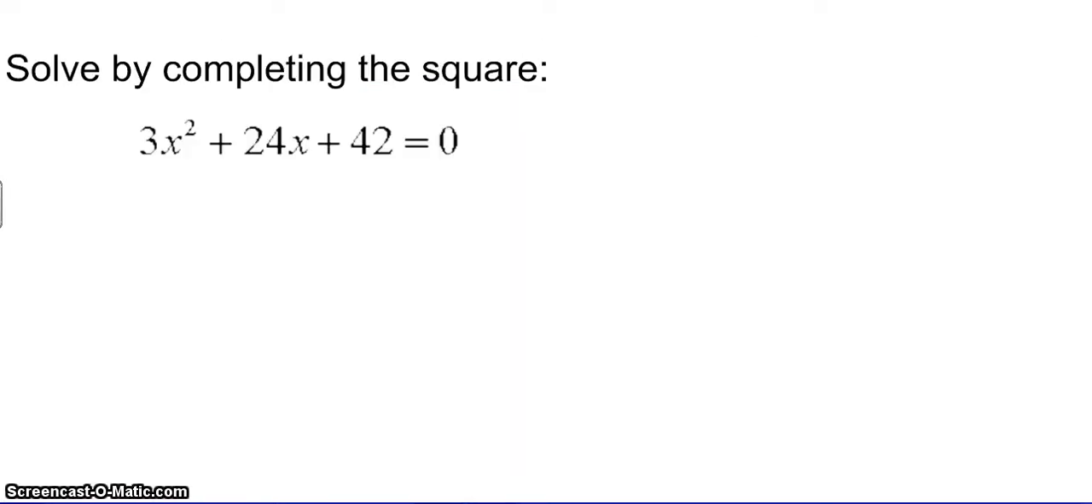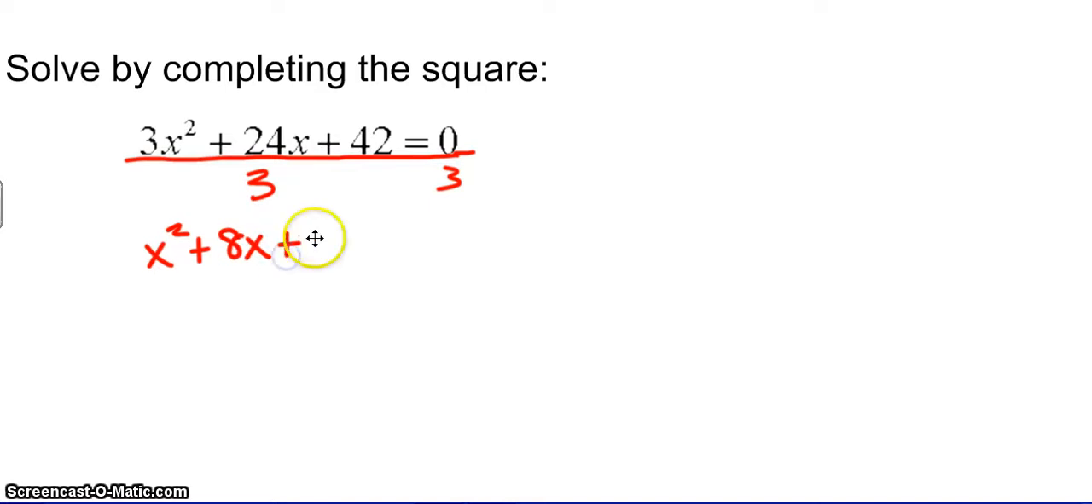Alright, so next one, completing the square. Step 1 is to divide everything through by our leading coefficient. In this case, that's a 3. So I'm going to divide this whole side by 3. So 3 over 3 leaves me with x squared plus 8x plus 14 is equal to 0. Then we're going to get rid of our constant by moving it to the other side.